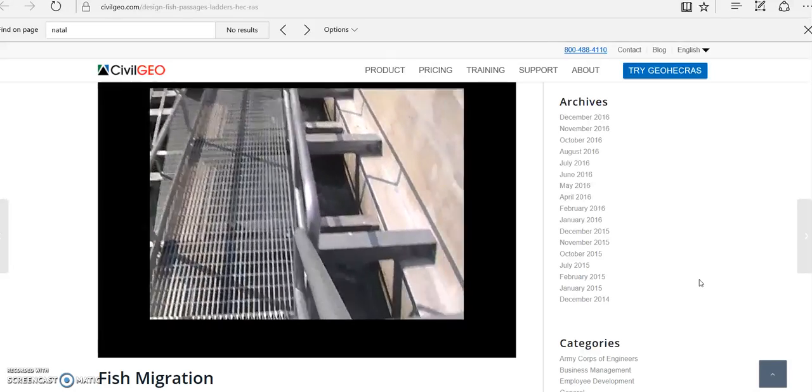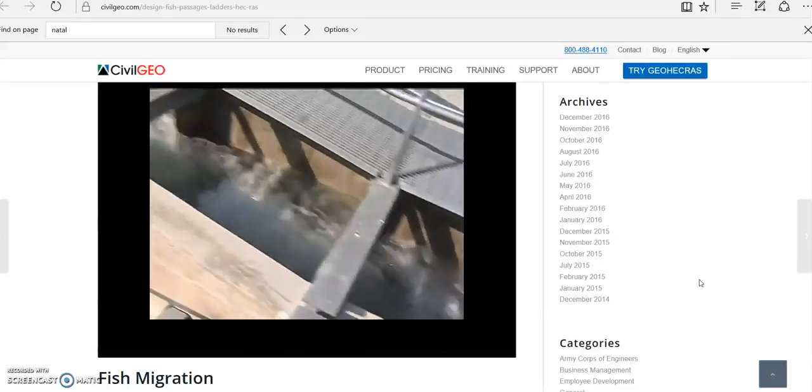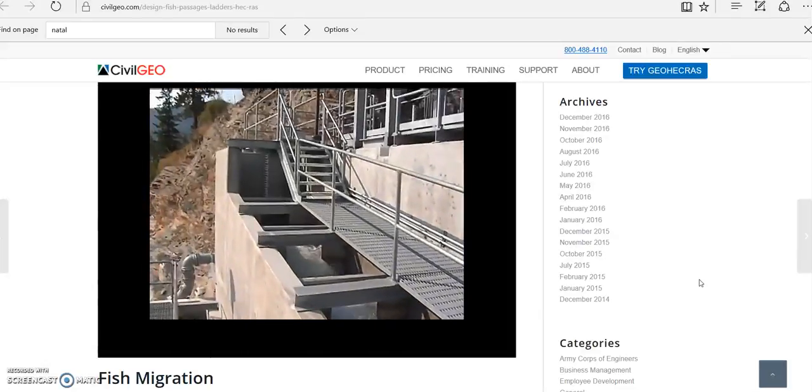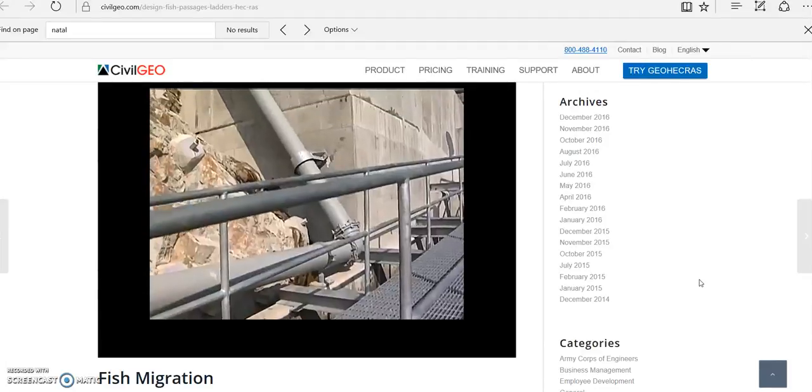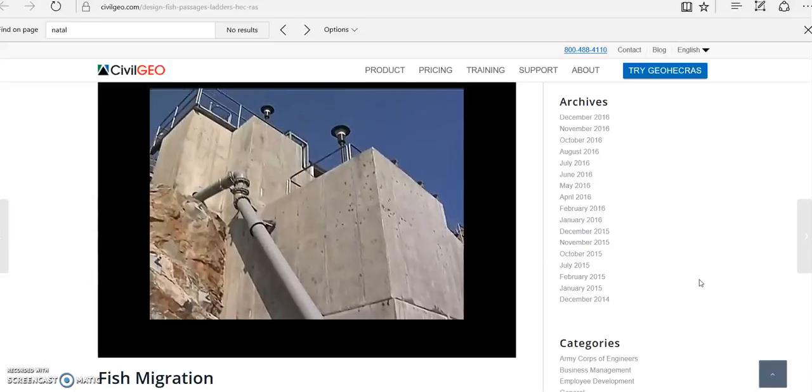And this ladder isn't easy to negotiate. I mean, it's going through 45 different pools and spills. There's 6 to 9 cubic feet of water spilling through every one of those, so they're fighting velocity.